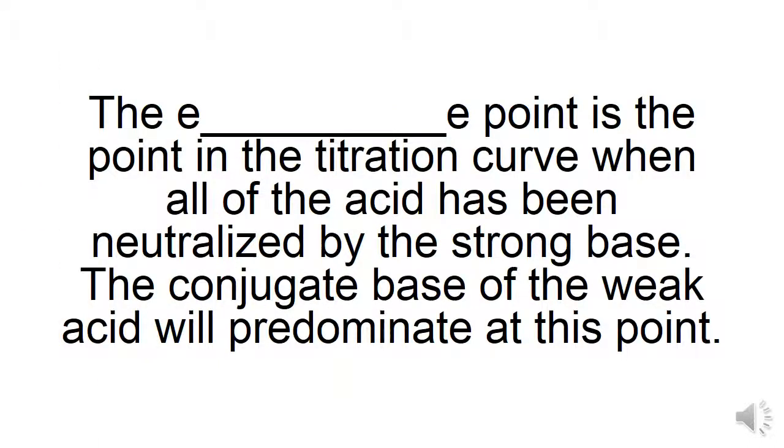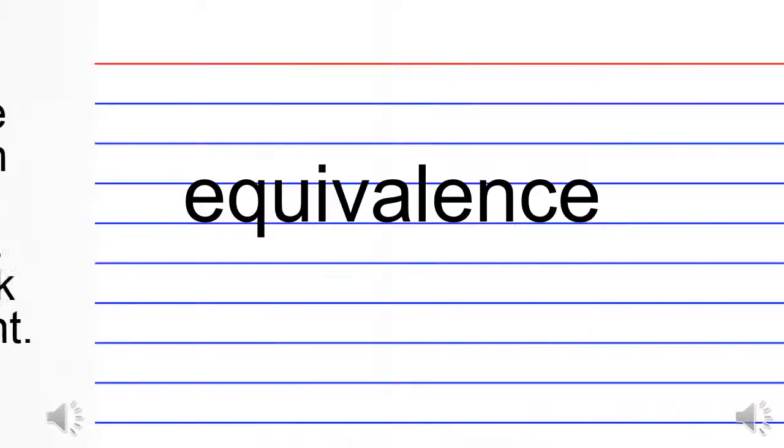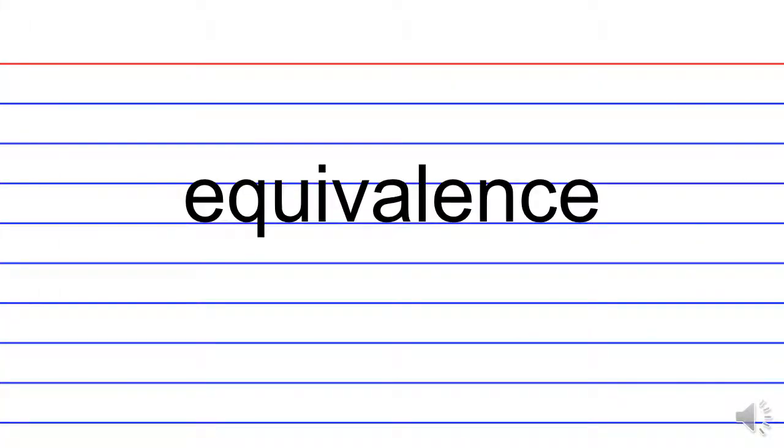The equivalence point is the point in the titration curve when all of the acid has been neutralized by the strong base. The conjugate base of a weak acid will predominate at this point. And that would be the equivalence point. At the equivalence point, the conjugate base of the weak acid predominates.